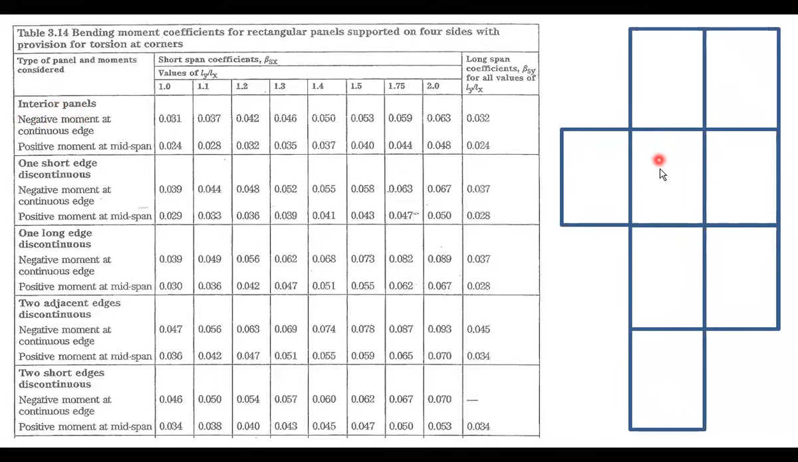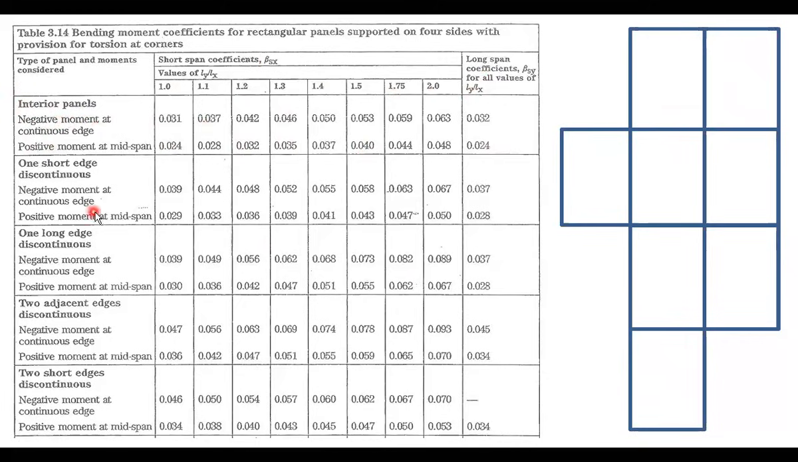If you have a slab like this one, this slab is continuous from this side, the other side, the third and the fourth. So from all 4 sides of the slab, it's continuous. So we can call this an interior panel. If you have an interior panel like this, the values of beta Sx and beta Sy you can get from the first part here, this part.